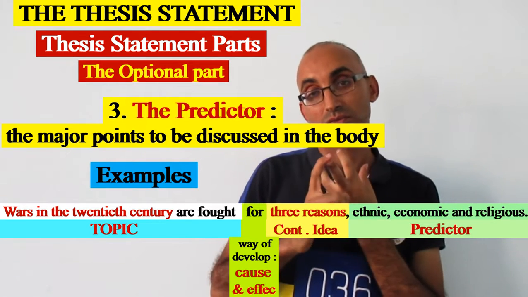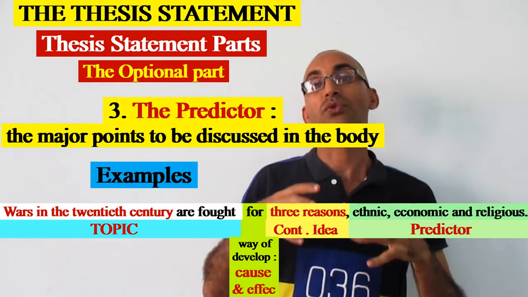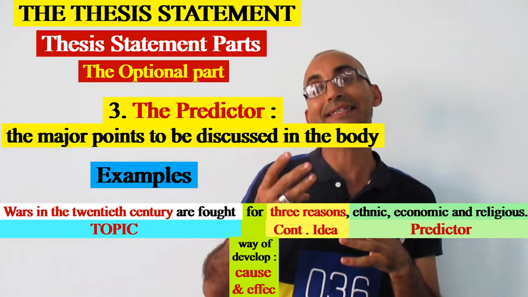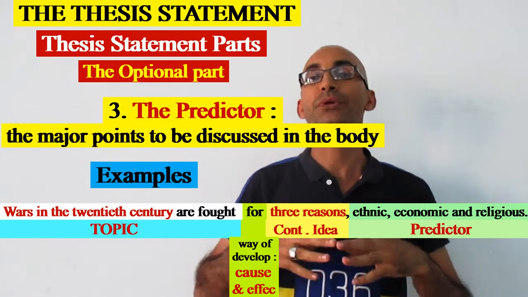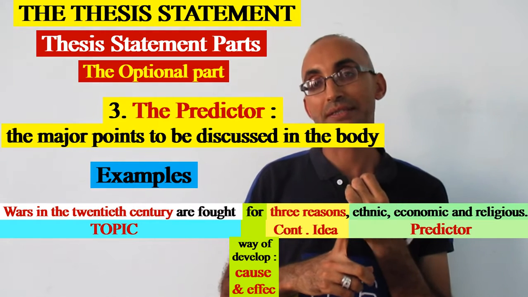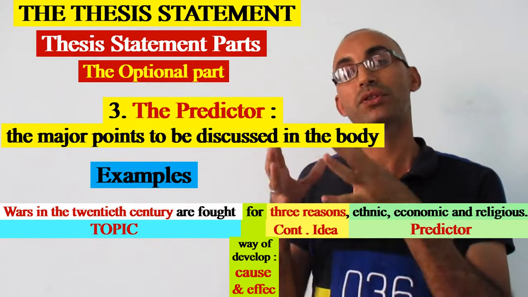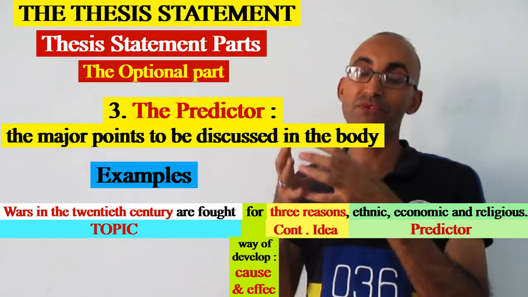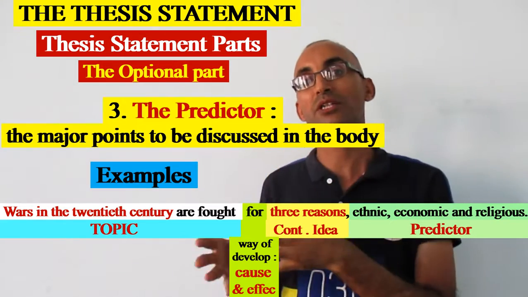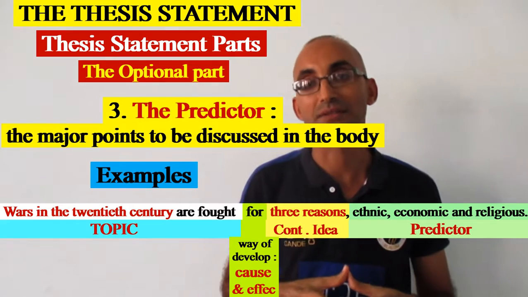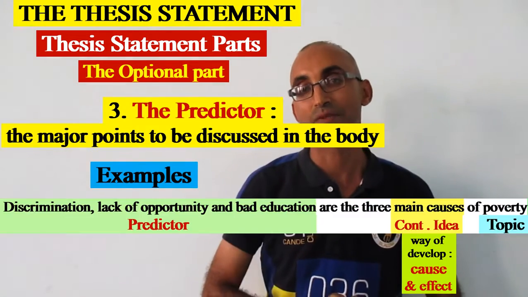Main reasons for them. Clear reasons for them. Here is an idea, and I have three details, three subtopics, three major points, which represent my predictor. I have ethnic reasons, economic reasons, and also religious reasons. And of course, here we expect to have three paragraphs in the body. In every paragraph, we develop one of these main ideas: one for ethnic reasons, one for economic reasons, and the third for religious reasons. Clear?